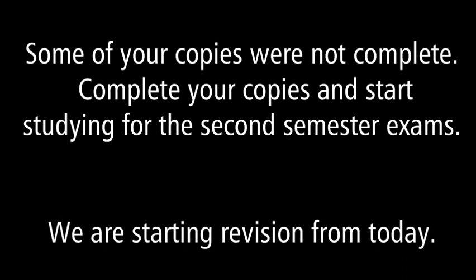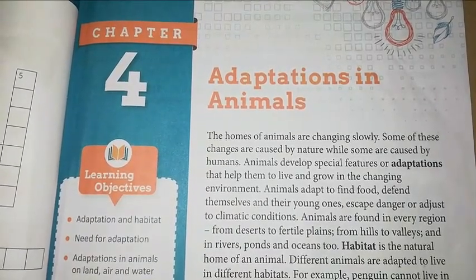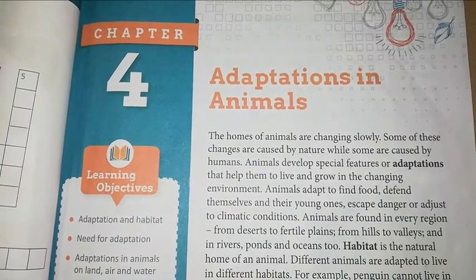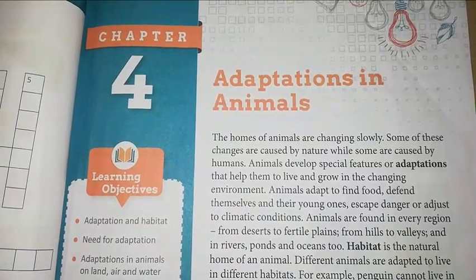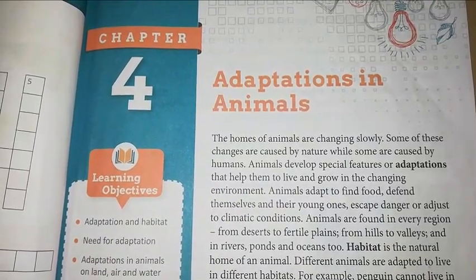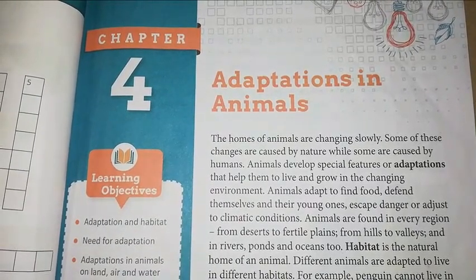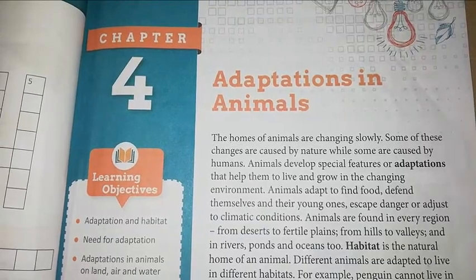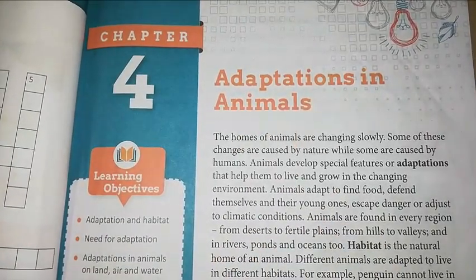Since we have completed our portions for second semester, we will start revision. Today we will revise chapter 4 Adaptations in Animals. Since it is revision, we will discuss the main points of each chapter and then we will revise the exercises. So all of you open page number 39. Let's start. Chapter 4 Adaptations in Animals.